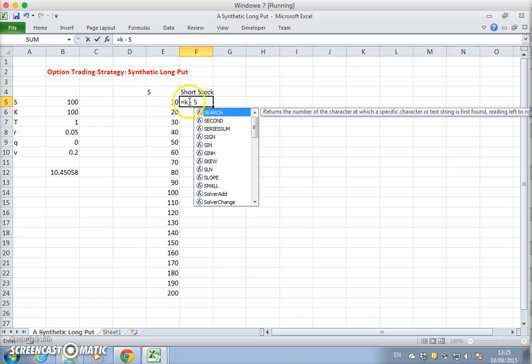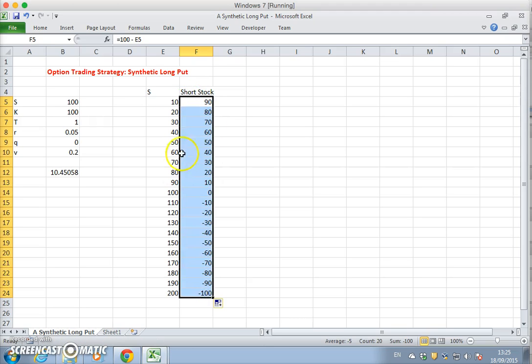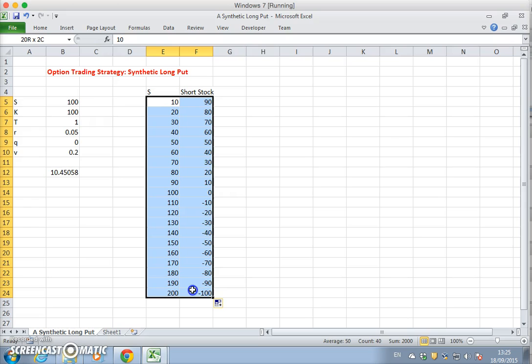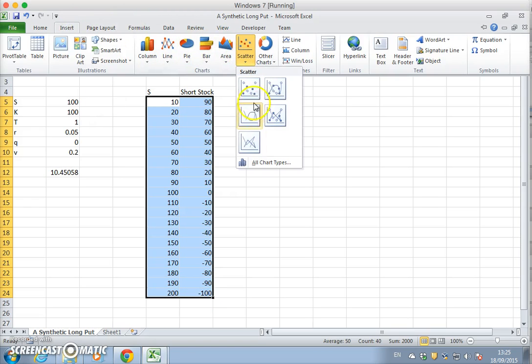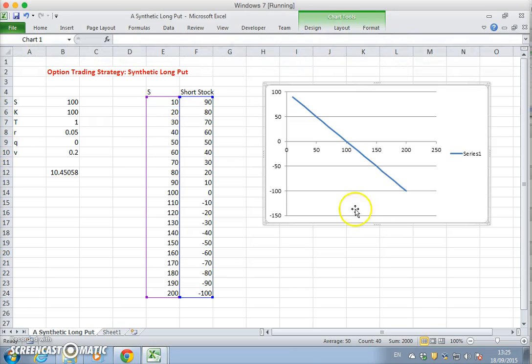So we take whatever price we agree to sell the stock at, and then where the price of the stock goes. For instance, it could be 100 minus the stock price, and we pull that down. And if we were to map that, we could observe, if we took these two together, how the short stock position is replicated.